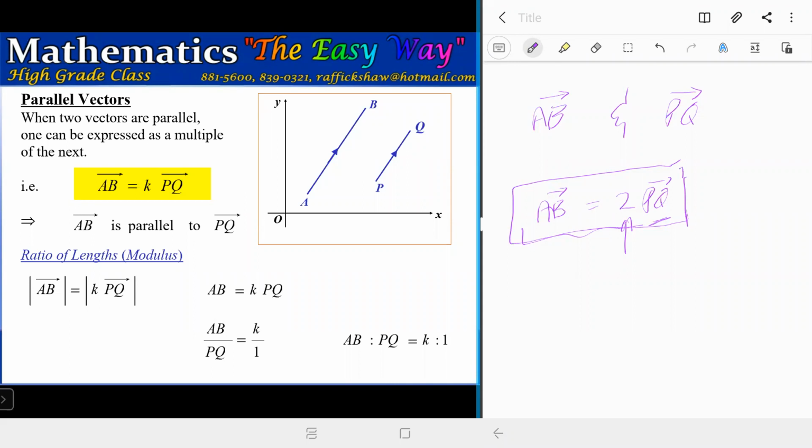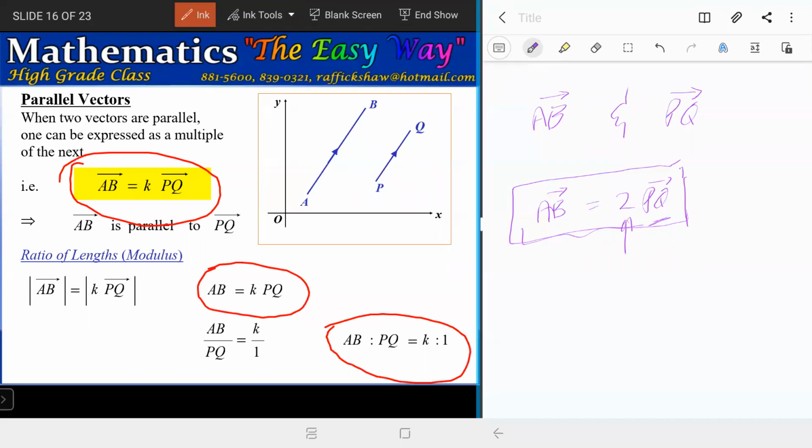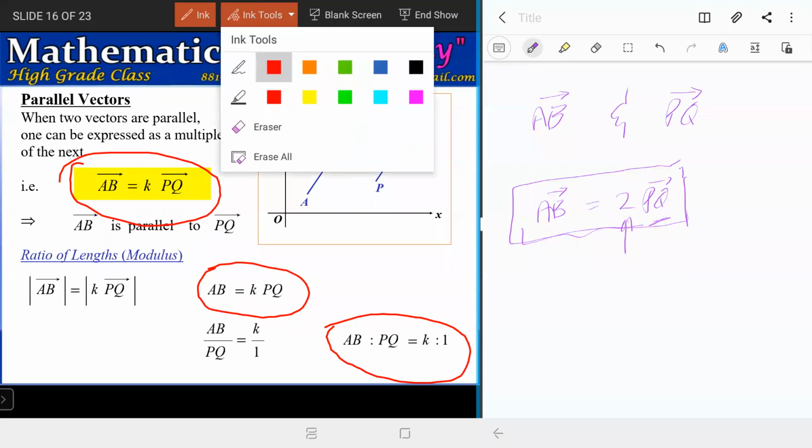And oftentimes, you have to show relationships like this. And sometimes they'll give you a relationship like this. And we're going to see that in some questions. So that's when they are parallel. When they are parallel, one is a multiple of the next. And then you also can have a relationship of the length, which can be expressed as a ratio of the two lengths. All right, this is something that we have to do.